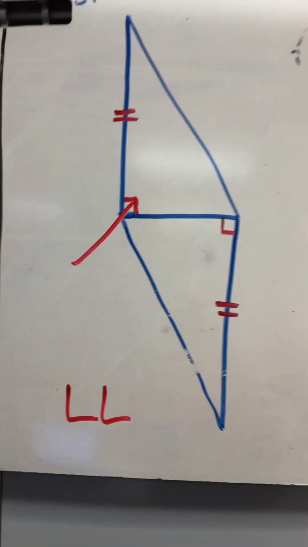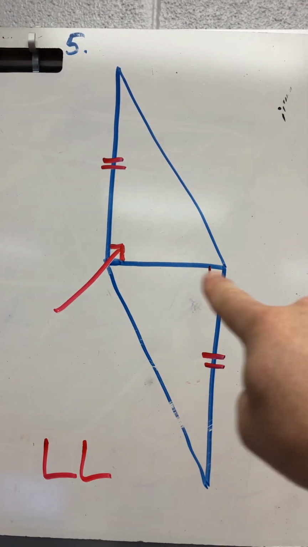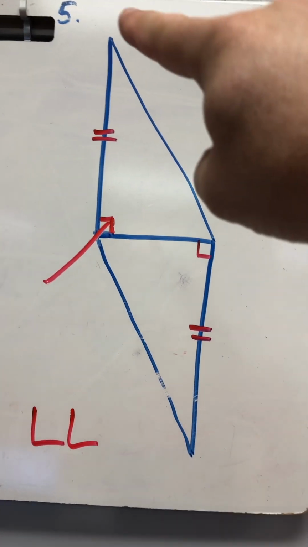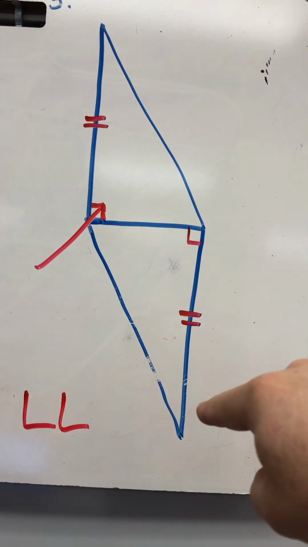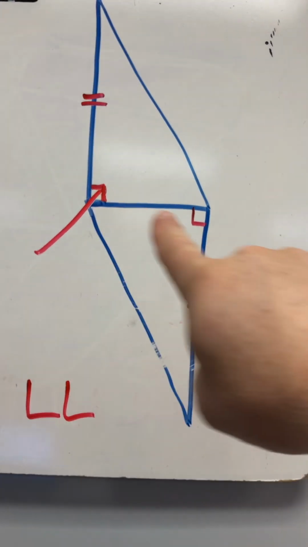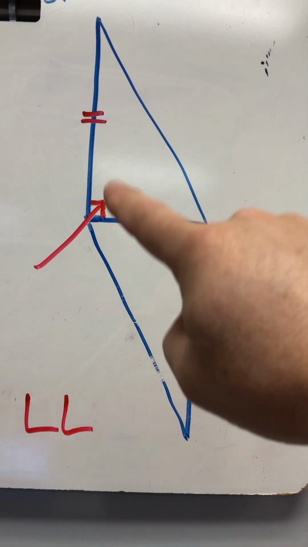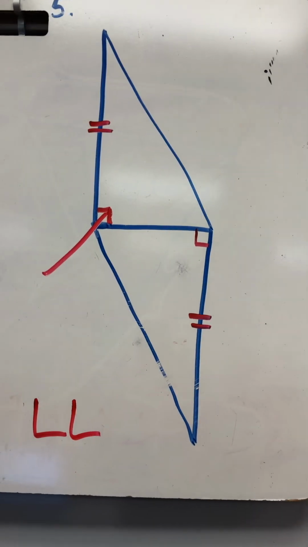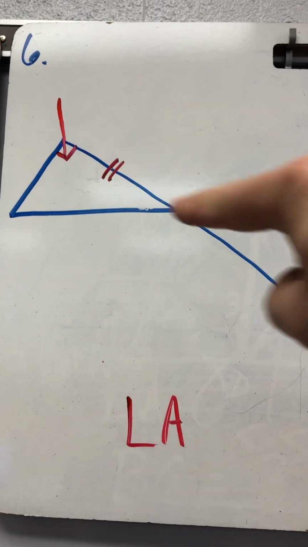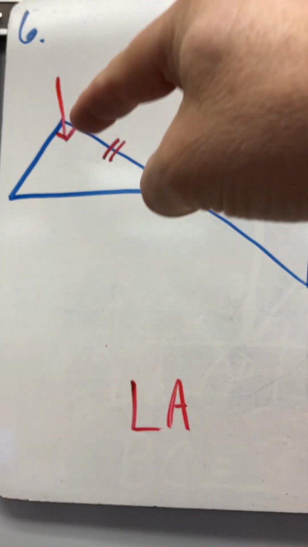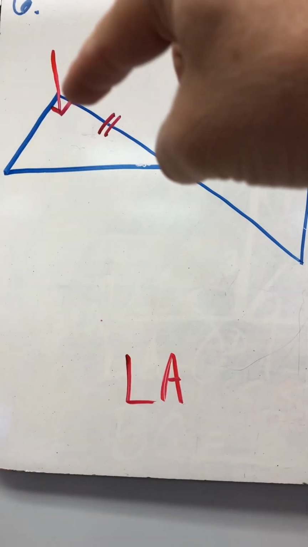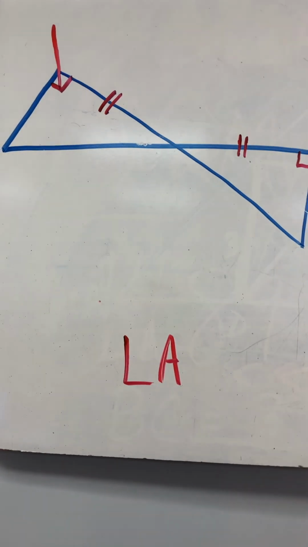In problems like this, note that there is a common side here. Since the right angle points to the hypotenuse, notice the hypotenuse is not part of your answer. So this must be a leg, and this must be a leg. The leg is common, so your answer is going to be leg. Over here, notice you have vertical angles, right? Once again, the right angle points to the hypotenuse. The hypotenuse is not part of your answer, so this must be a leg. You're going to have leg angle.